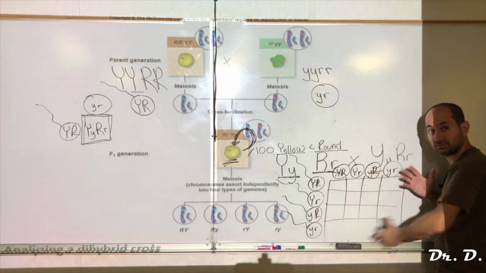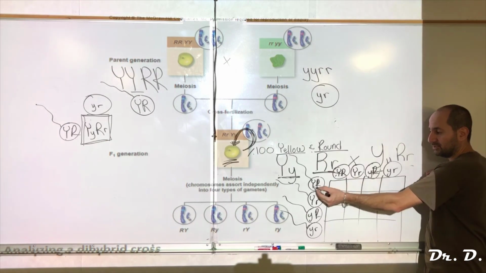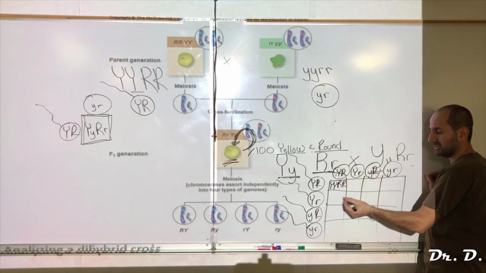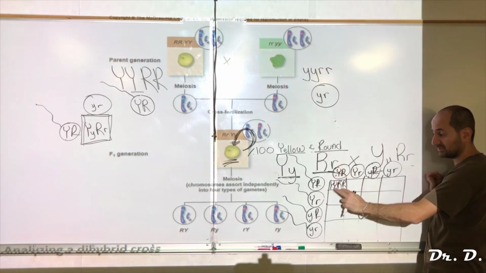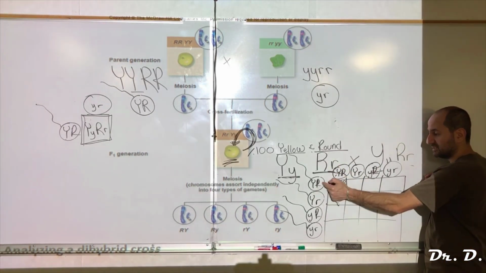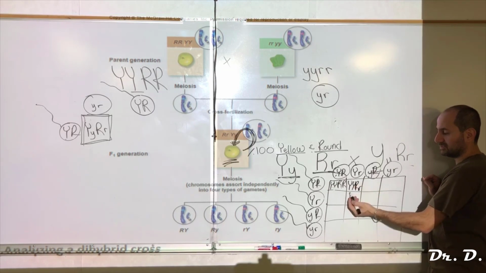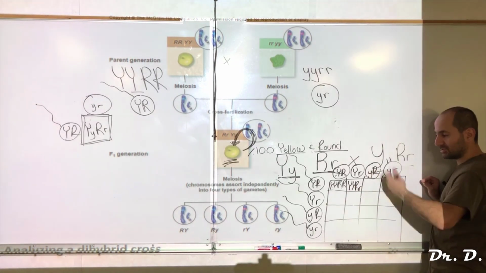So then you just solve the square, right? Remember how you solve the square? If this sperm meets that egg, you have big Y, big Y, big R, right? So this is going to give you a yellow and round offspring. That's a true breeder for both traits, big Y, big Y, big R. If this sperm meets that egg, you're going to get a big Y, a big R with a little r. So it's going to be yellow and round, true breeder for yellow, non-true breeder for round, right? And so on and so forth.